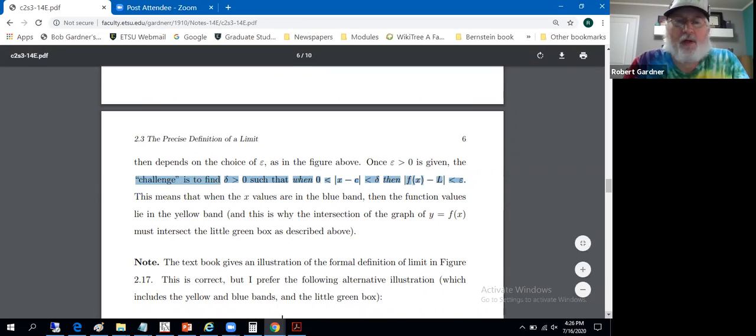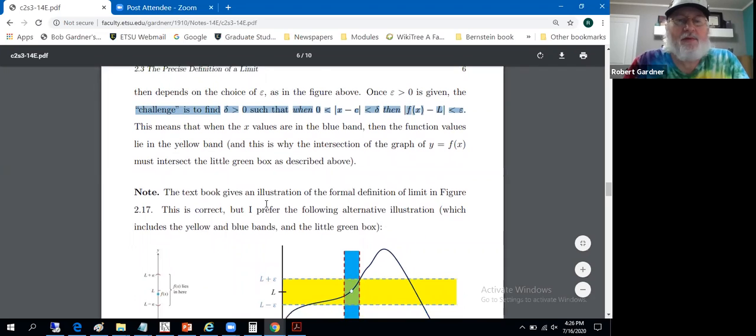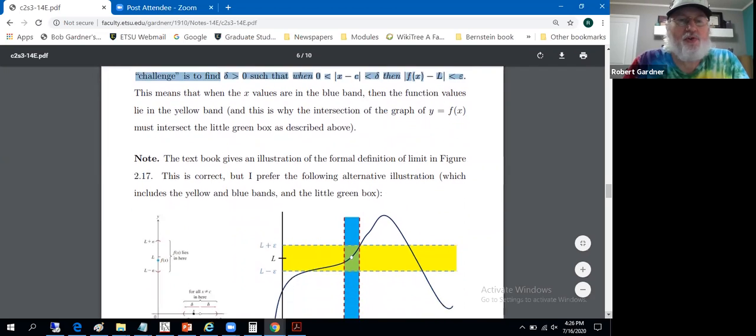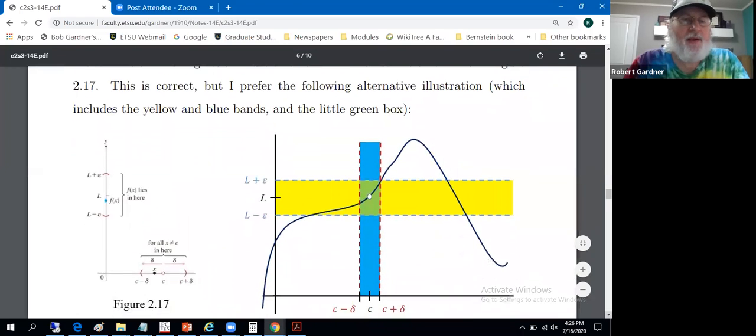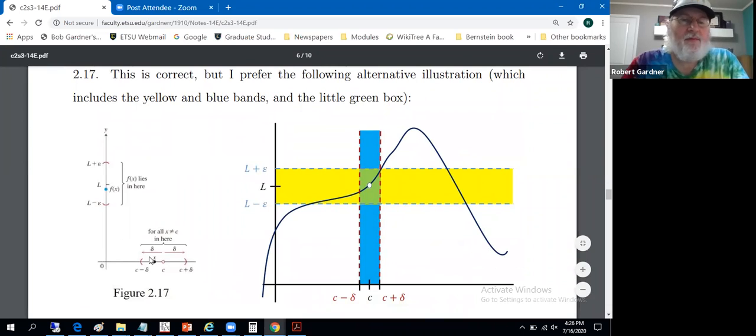Okay, more stuff about the little green box. All right, the book gives a picture, figure 2.17, which I don't really care much for. It is accurate to say when the limit exists, we've got for a given epsilon, a corresponding delta such that when we choose x values between c minus delta and c plus delta, that is x values within a distance of delta of c, then we get function values within a distance of epsilon of L. That is between L minus epsilon and L plus epsilon.